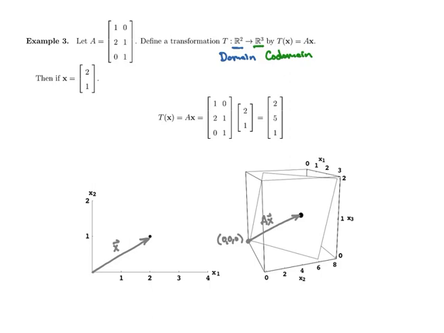We can get that picture here by going 2 over in the x1 direction, 5 over in the y direction, and then up 1 in the x3 direction.